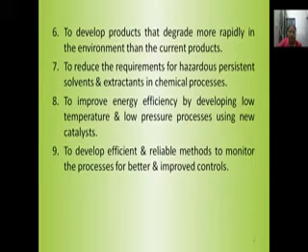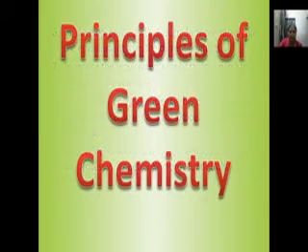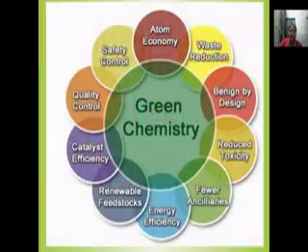to reduce the requirements for hazardous, persistent solvents and extractants in chemical processes; to improve energy efficiency by developing low temperature and low pressure processes using new catalysts; to develop efficient and reliable methods to monitor the processes for better and improved controls.